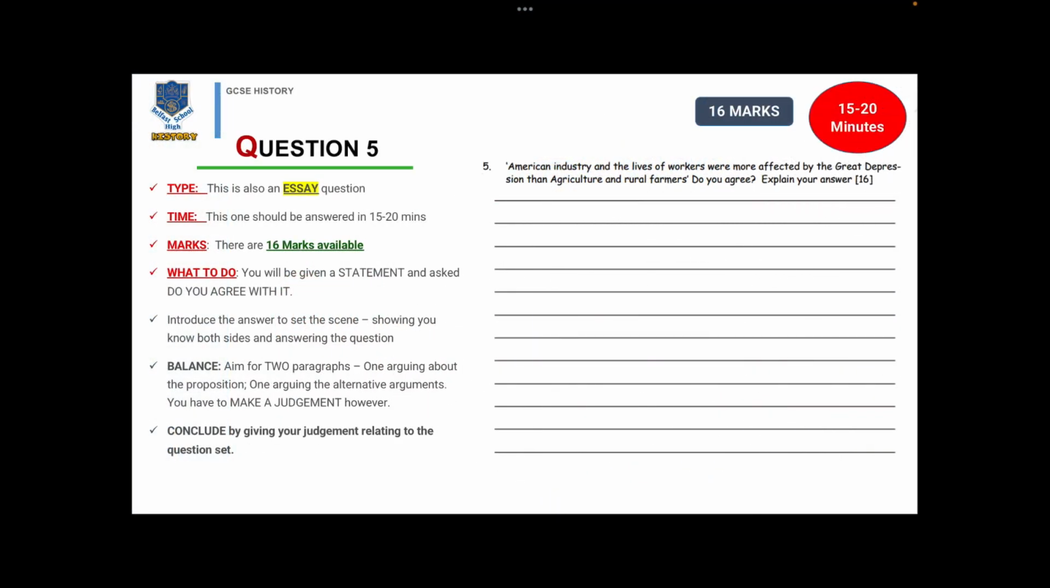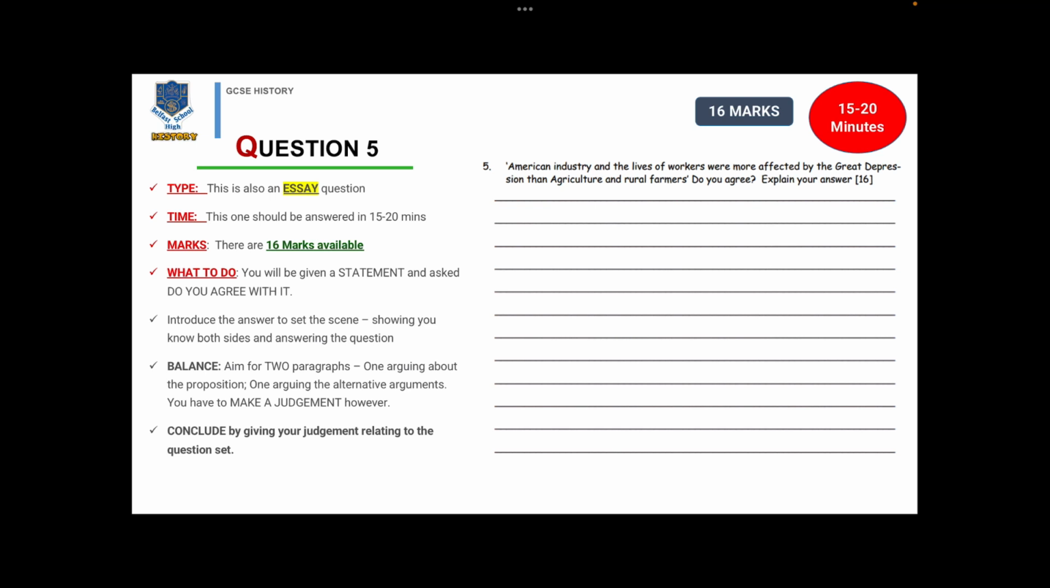The 16 mark question is always going to be 2 different sides of an argument. Okay, so it's an essay question. You should set aside 15 to 20 minutes for this. It should be very well argued, and it has a statement. You have to make sure you agree or disagree with it.